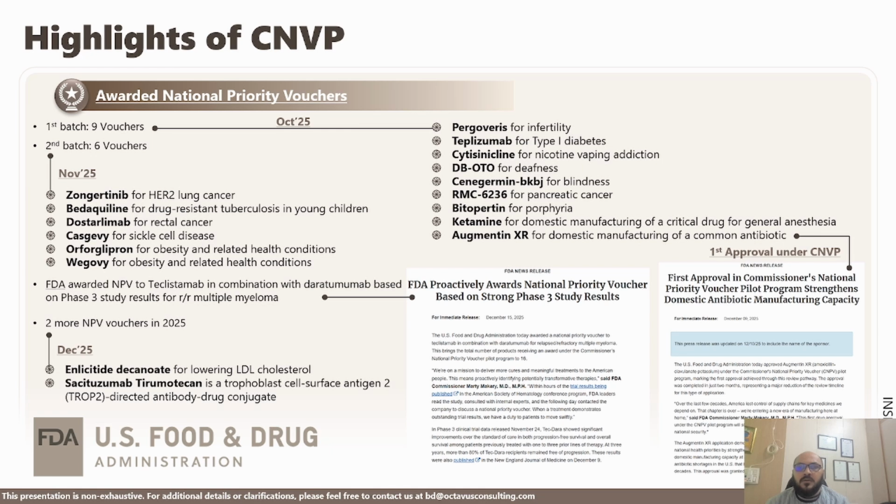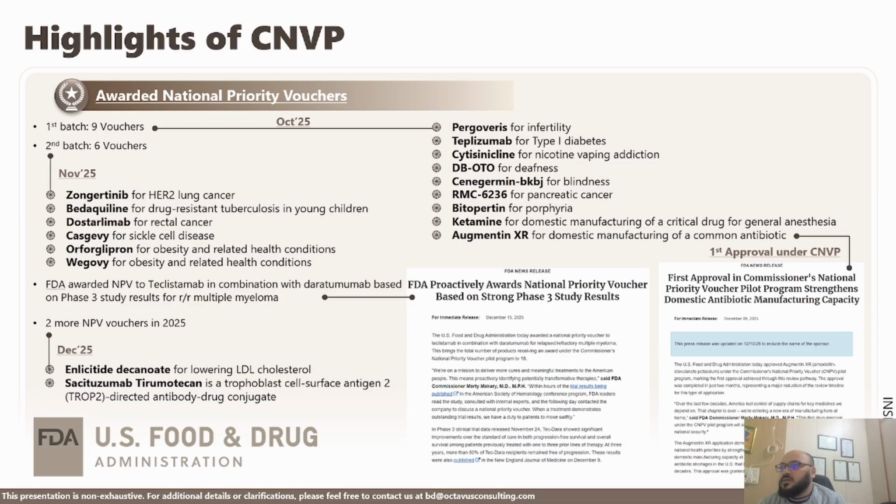I think the October batch and November batch. There were two approvals in December also, but they have been considered in the November batch itself. So the November batch consists of 8 vouchers, whereas the first batch, which was the October batch, consists of 9 vouchers.